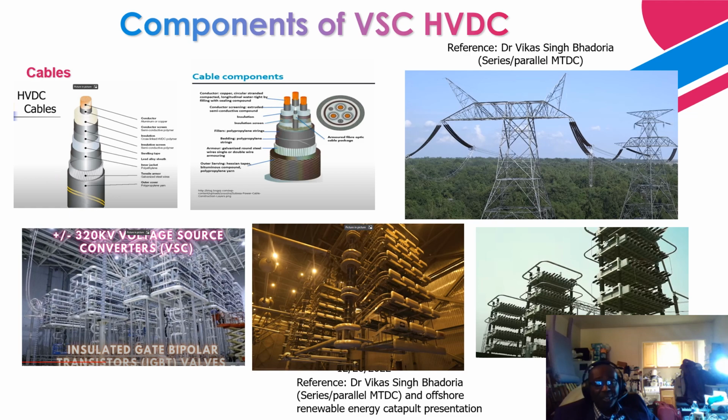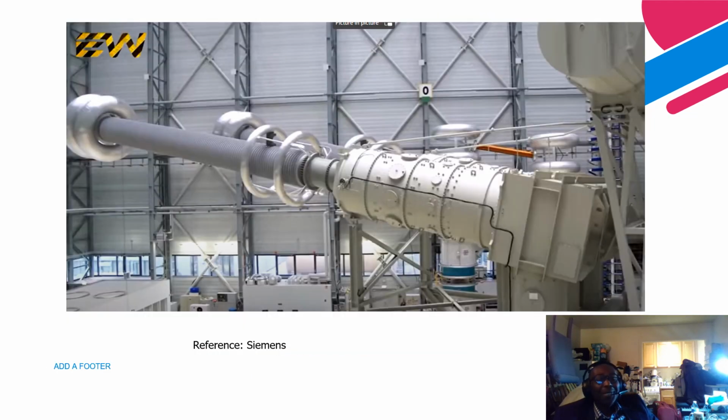Next is a capacitor, right, at the substation. So this is a typical capacitor at the AC side. So this is how the capacitor looks like. Next is a nice, beautiful picture of a converter transformer.